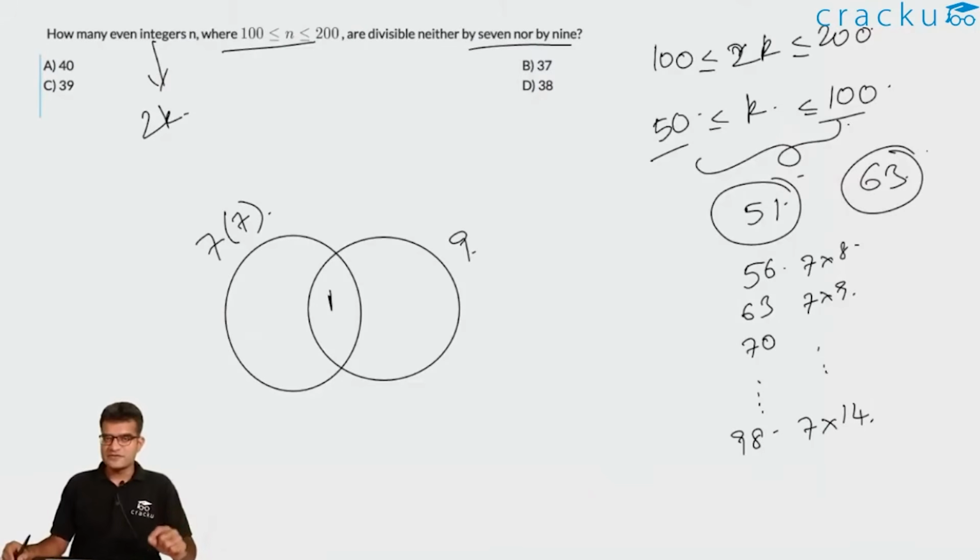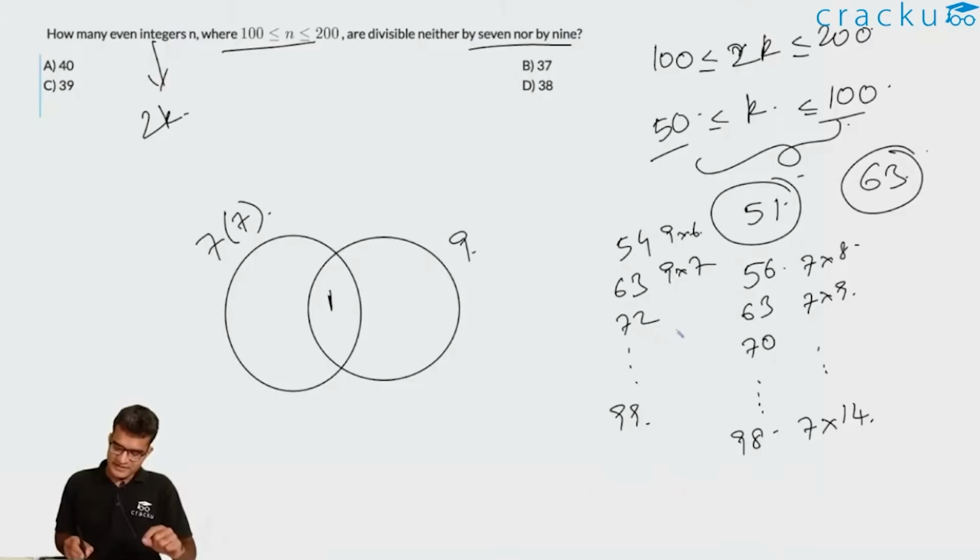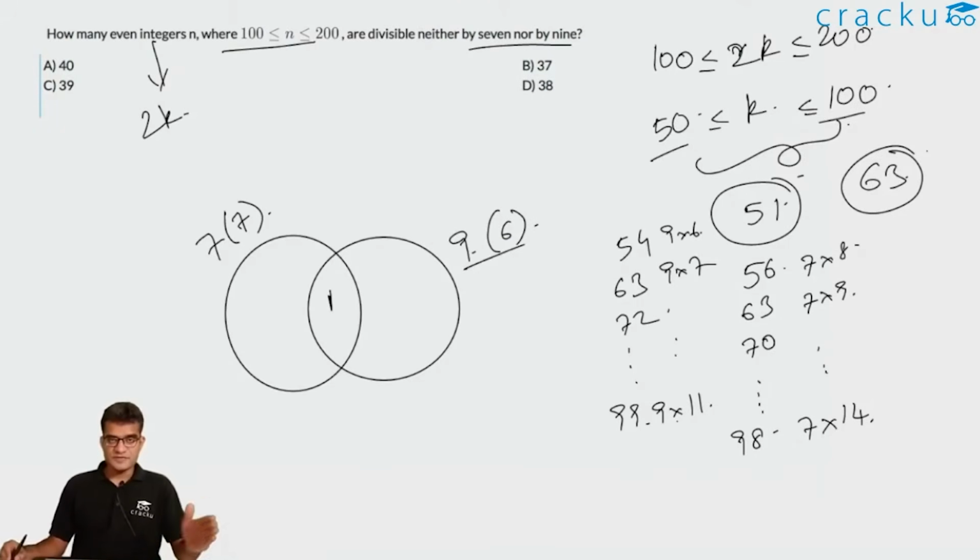How many numbers are divisible by 9? You have 54, you have 63, you have 72, you have ... 99. 54 is 9 into 6, 63 is 9 into 7, ... 99 is 9 into 11. How many such numbers are there? There are 6 such numbers. So there are 6 numbers which are divisible by 9. One of them is divisible by 7 also. So there are 5 numbers which are divisible by only 9 and not 7.